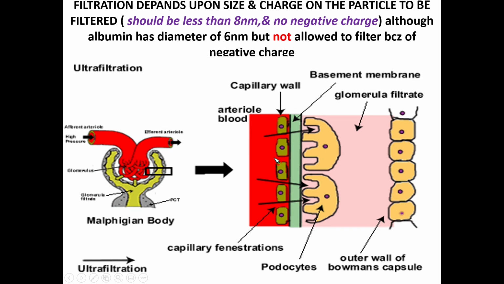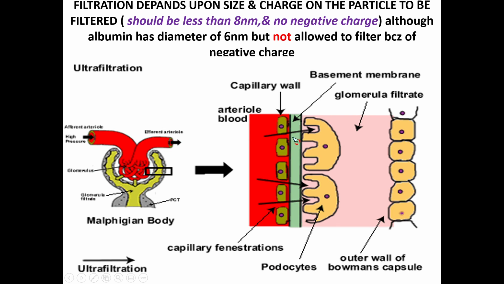So this albumin has to cross the fenestration. Actually the size of the fenestration is bigger than the size of the albumin, but still the albumin is not allowed because of the negative charge of the basement membrane. Here at the top I have written: filtration depends upon the size and charge of the particle to be filtered out.